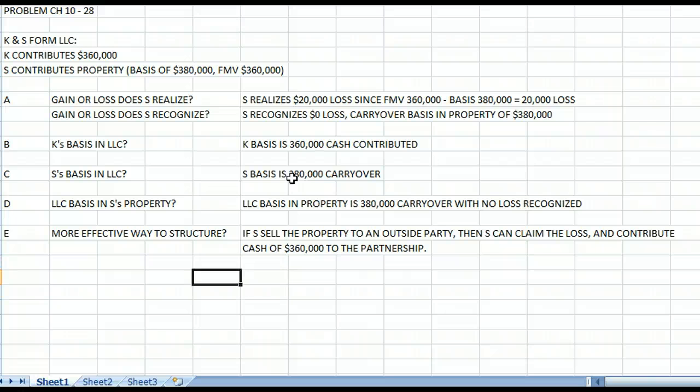Okay, so that's just a basic problem to cover some of the initial understanding of the rules when you're dealing with partnerships and LLCs. Keep in mind it's very similar to what you've been working with corporations. Hope that helps you as you continue to work on your homework.